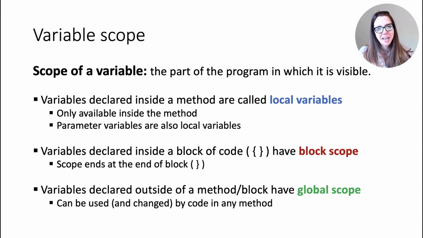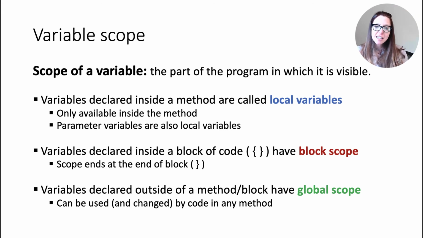This is not something we have to worry about, and that is thanks to something called variable scope. The scope of a variable is the part of the program in which it is visible. Variables can have different levels of scope, from local to block to global scope.